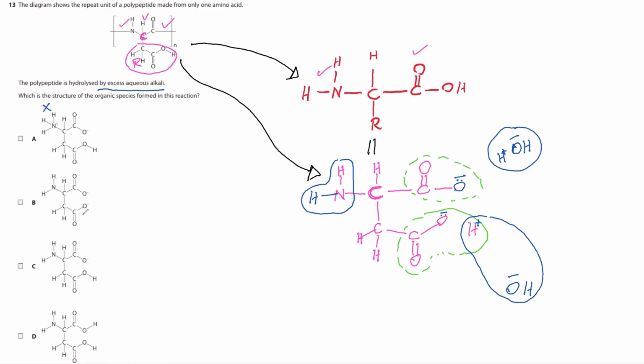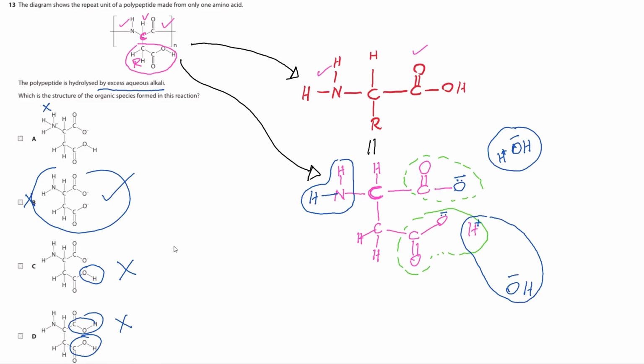In B, both COOH groups become COO minus. That seems fine. But in another option one COOH group remains as it is. That's not possible because the basic medium can't decide which COOH group to react with. If there are two COOH groups, it should react with both of them. Here nothing has happened to the COOH group, so that's also not our answer. Therefore the answer for question number 13 is B. That's our answer. Now let's go for the next one.